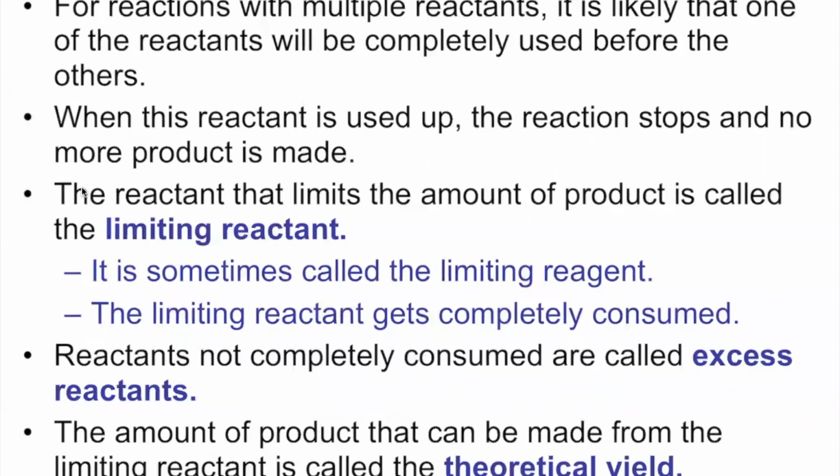Now the limiting reactant is the one that is completely going to be consumed. The rest of the reactants, the other parts, are going to be considered excess reactants. The limiting reactant, and this is very important, is going to determine the theoretical yield. So we're going to go through an example to help explain all these terms.